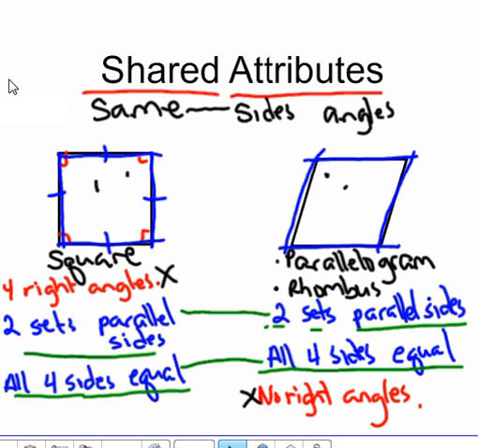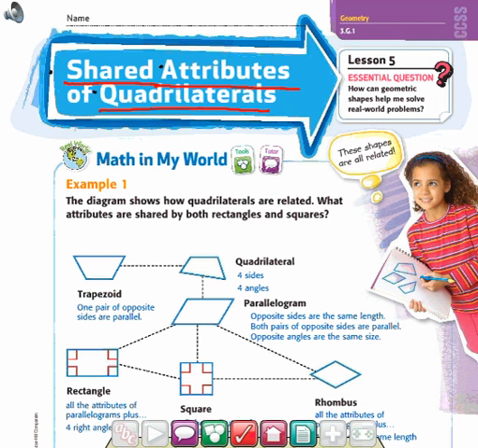So now let's go ahead and apply that to page 859. Go ahead and get out page 859 if it's not out already. I'll go ahead and wait for you. All right. So let's take a look at what it says about this diagram here. It says the diagram, meaning down here, shows how quadrilaterals are related. I mean, how are they the same?